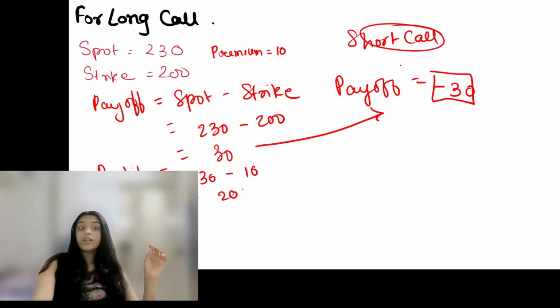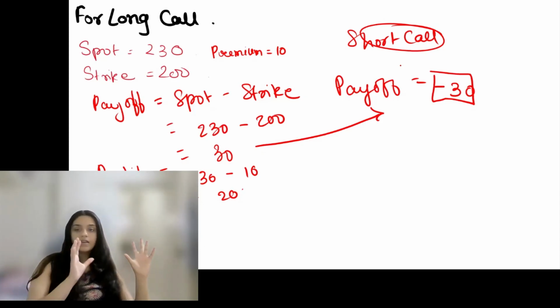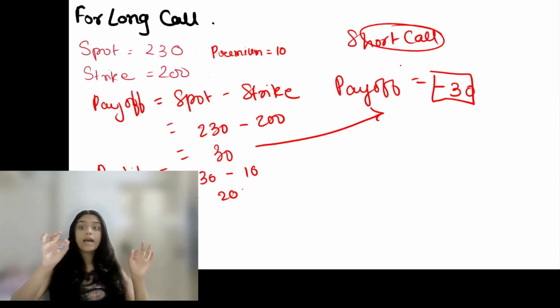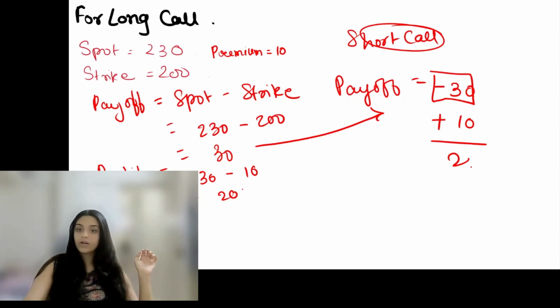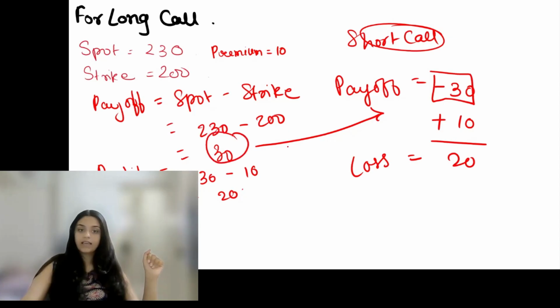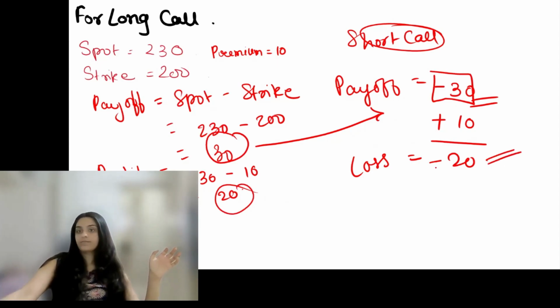But now, for the long call, the long call person is paying 10 rupees to the short call person, right? So the person who has a short call has the 10 rupees premium, correct? So minus 30 plus 10 is equal to minus 20, which will be his final loss here. Understood? So when someone has a gain here, somebody has to lose.